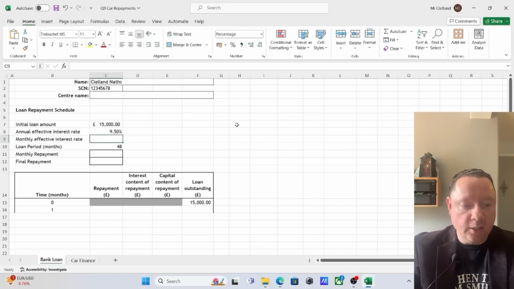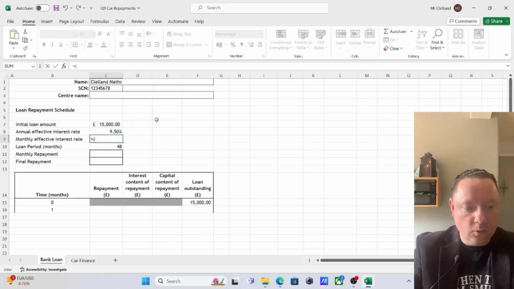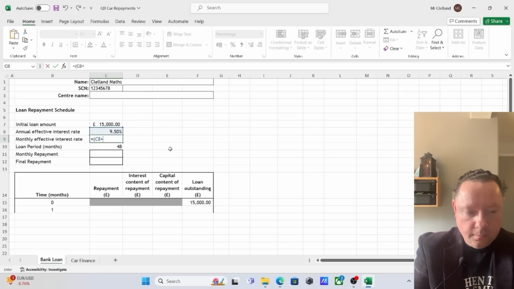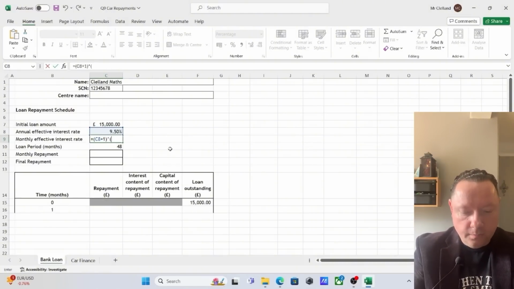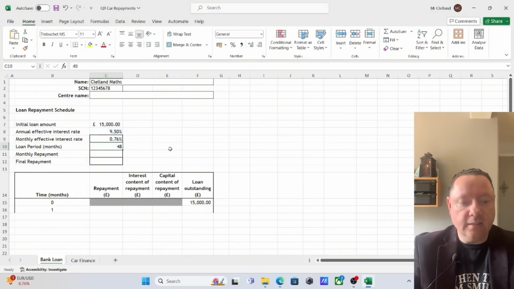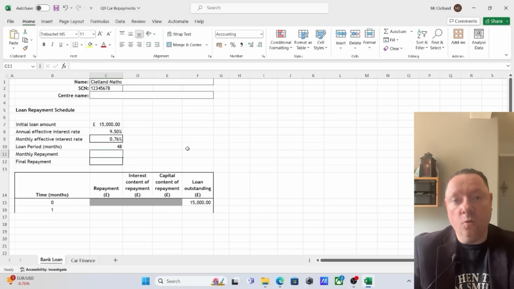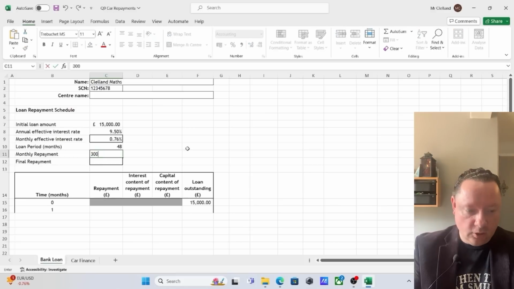Okay, so here is the spreadsheet. We've got some boxes to fill in and then find a final repayment. So first of all, the monthly effective interest. To work out monthly, you start off with equals this cell plus 1 to the power of 1/12. And then we need to take away 1 at the end again. And you get 0.76%. Monthly repayment amount, well, we don't know it, so let's just make a number up, 300.